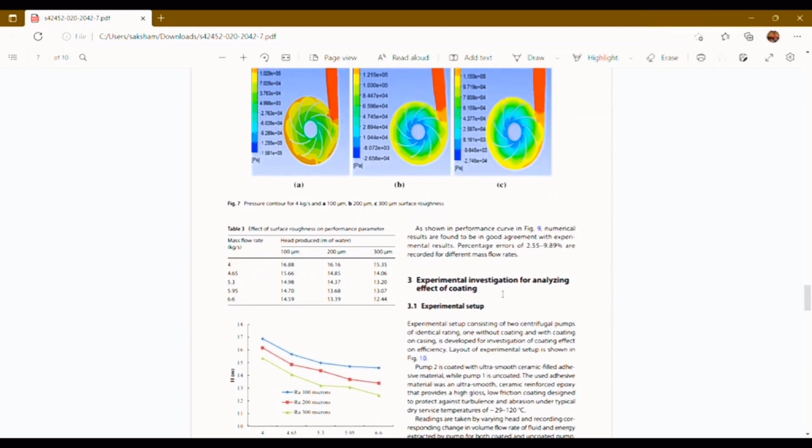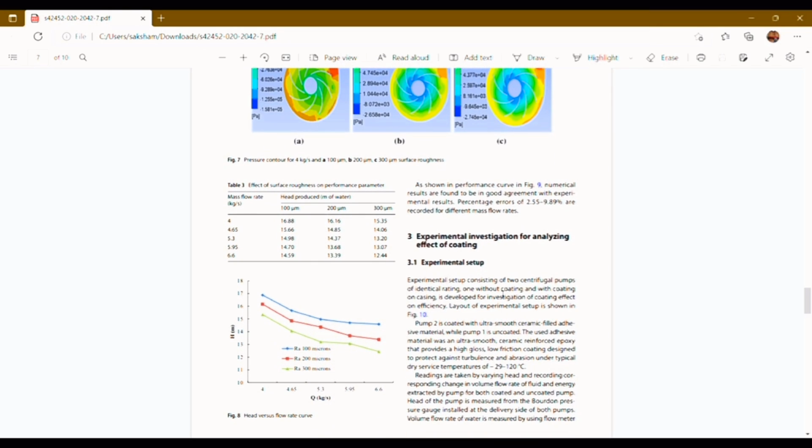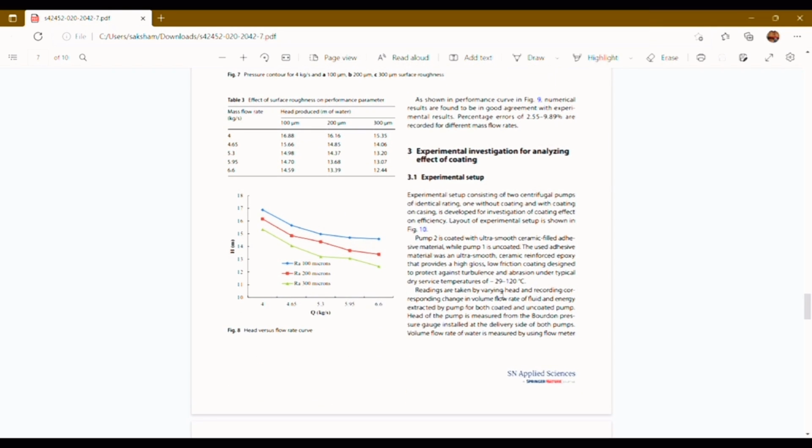Now experimental investigation for analyzing effect of coating. Experimental setup. The experimental setup consists of two centrifugal pumps of identical rating, one without coating and one with coating on the casing, developed to investigate the coating effect on efficiency. Layout of the experimental setup is shown in figure 10. Here is the figure.